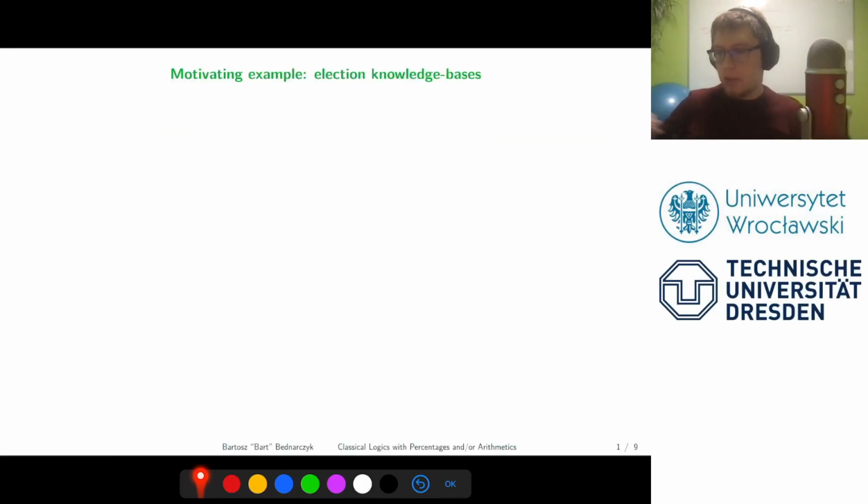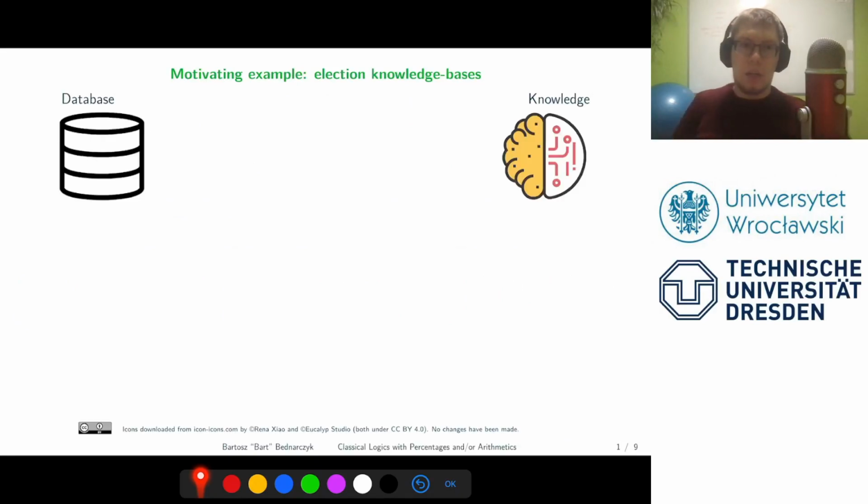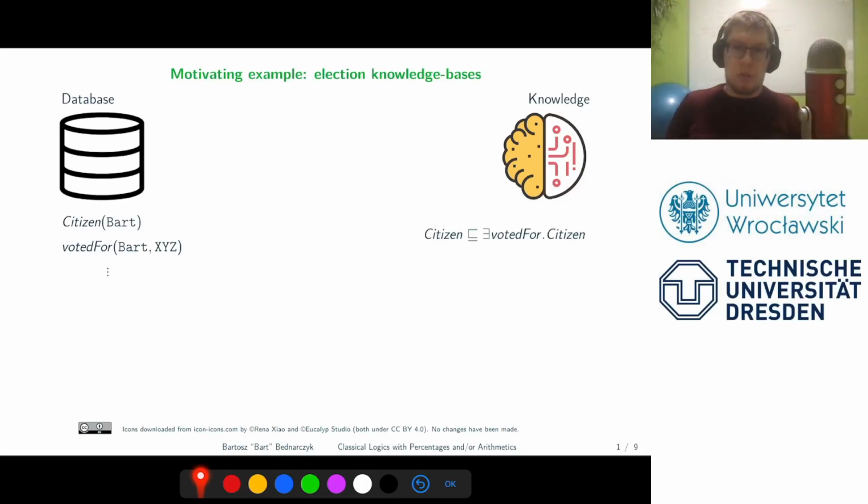To motivate our research, we consider an election knowledge base in which we have two parts. We have a database part and we have a knowledge part. So in the database, for example, we have the following fact that I'm a citizen of a given city and that I voted for a person called XYZ. An additional knowledge in this case is that every citizen voted for someone.